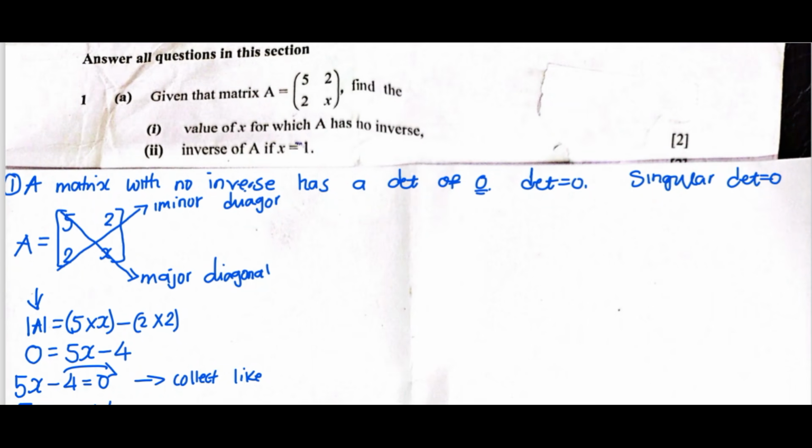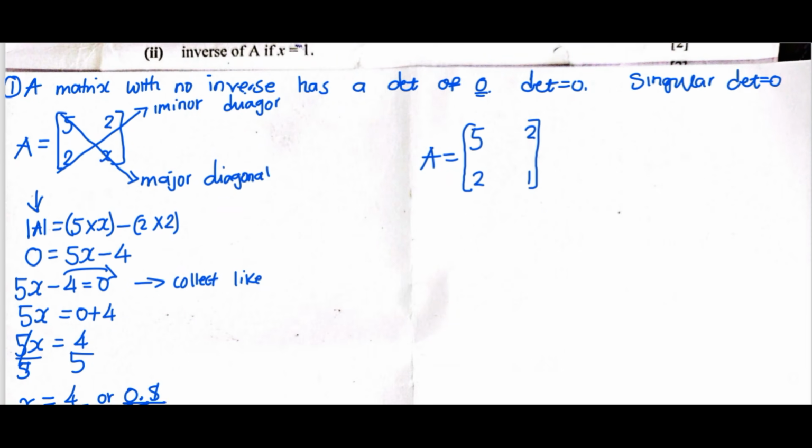Now let's move on to Roman number 2. Roman number 2, we want to find the inverse of A if x is equal to 1. So let us write the matrix. Where there is x, we are going to put 1, since we are told x is equal to 1. Now we need to find the new determinant of A. The major diagonal has these numbers 5 and 1, so we multiply these two numbers. Then we subtract the product of the elements in the minor diagonal. 5 times 1 gives 5, then 2 times 2 gives 4. If we subtract 4 from 5, we get 1. So this is our new determinant when x is equal to 1.